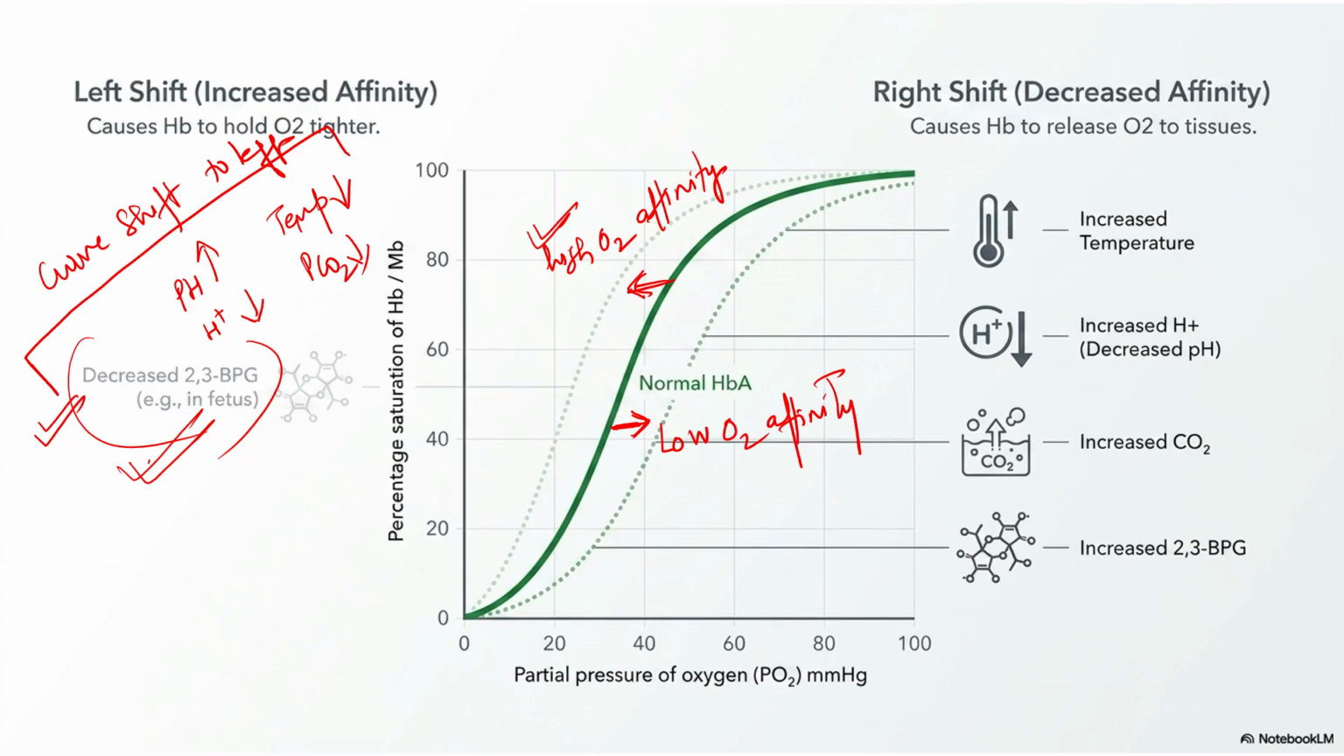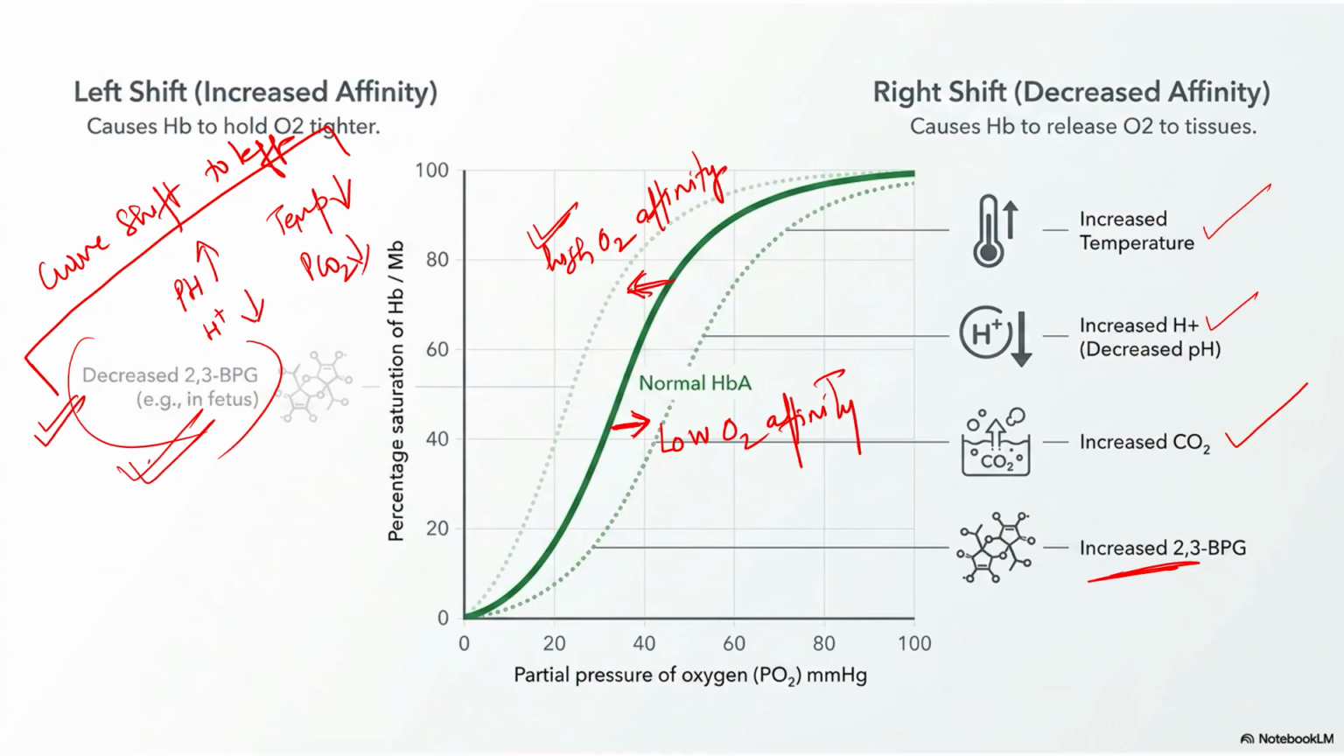If it is shifting to the right, it means affinity is decreasing, and affinity decreases when temperature increases, protons increase meaning pH decreases, carbon dioxide increases, and BPG also increases. So this is the way you can learn when the curve shifts to left and when the curve shifts to right.